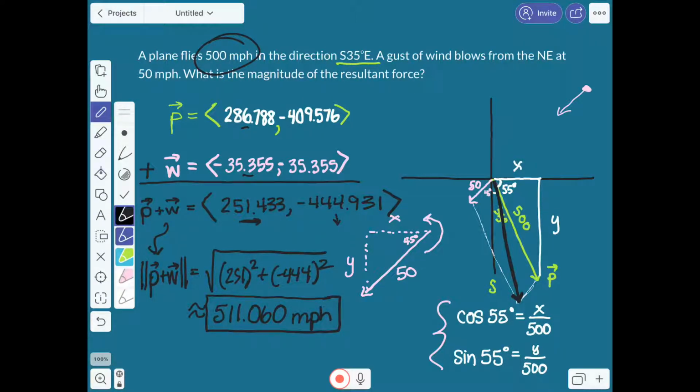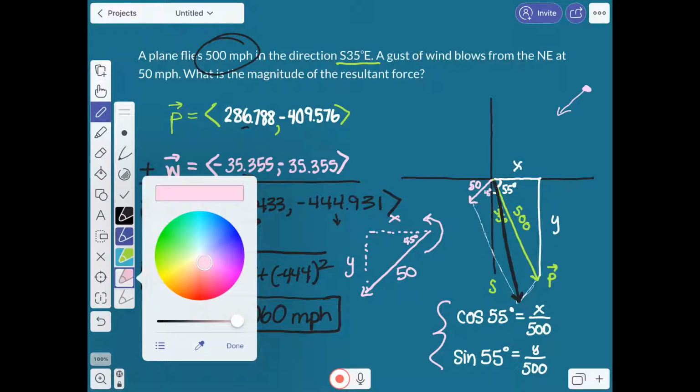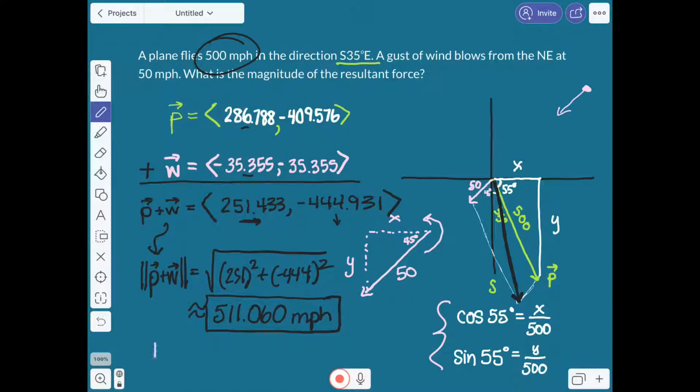Now, if you wanted to, you could also find the direction that it's going. And usually what we like to do for direction is use a tangent. The reason we like to use a tangent is because tangent of theta is the y value over the x value. And so if you just take an inverse tangent of the y over the x, that's going to give you a clue to how far it got blown off course. This is probably no longer a 55-degree angle. It's probably a little more than 55. Let's see what I get.